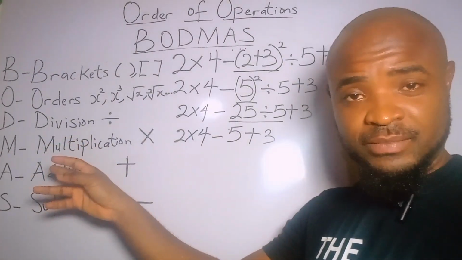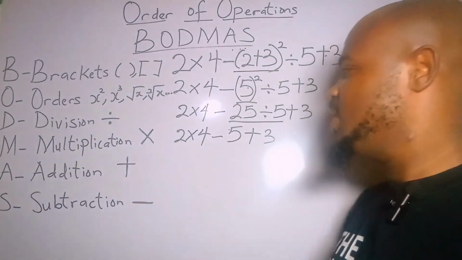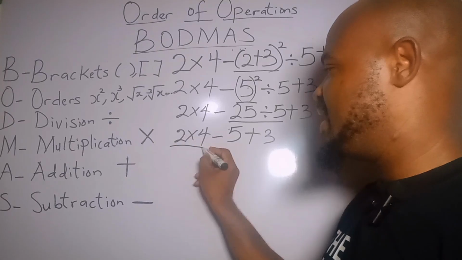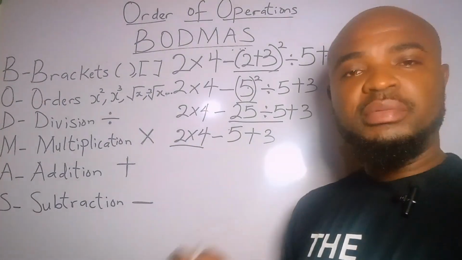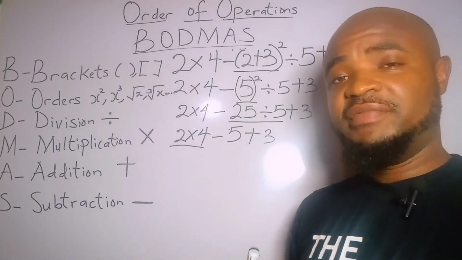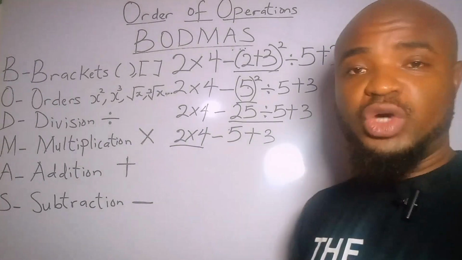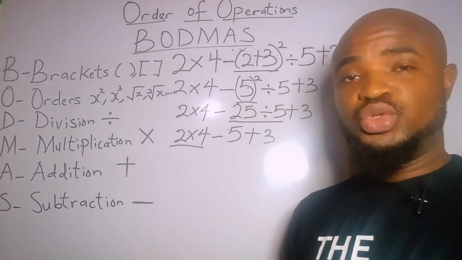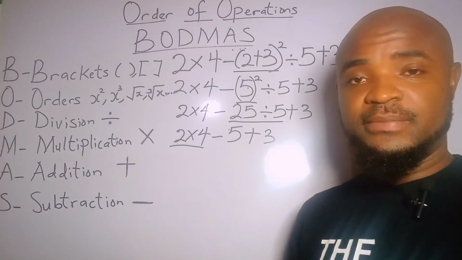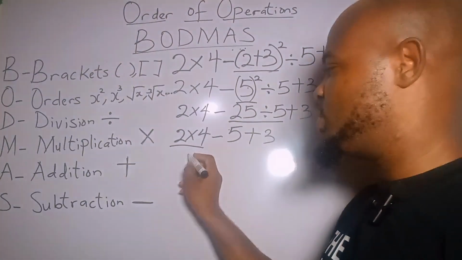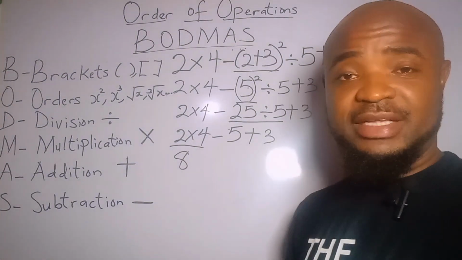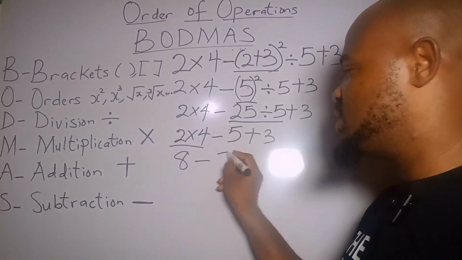Are we following? I'm sure you're following, right? Good. So multiplication, and I'll underline the numbers that have the multiplication sign in between them, and they are 2 and 4. So I'll be solving 2 times 4. What's the answer? Good. 2 times 4 is 8. This is my 8, right? Good. So I'm going to write out the remaining ones.